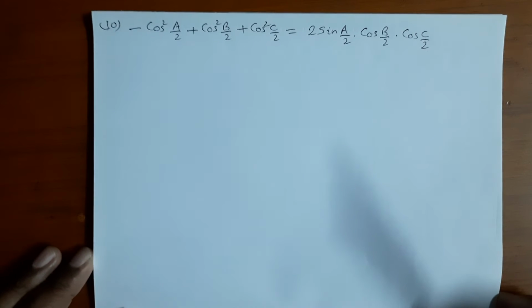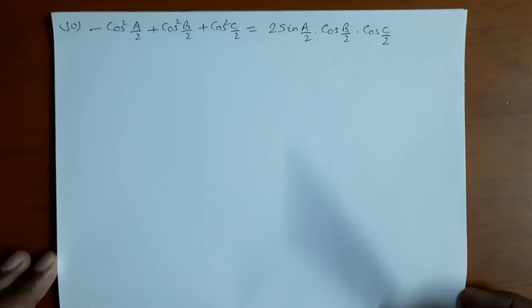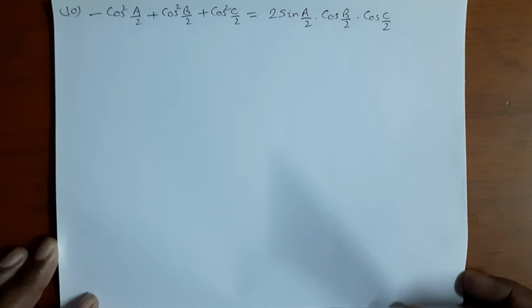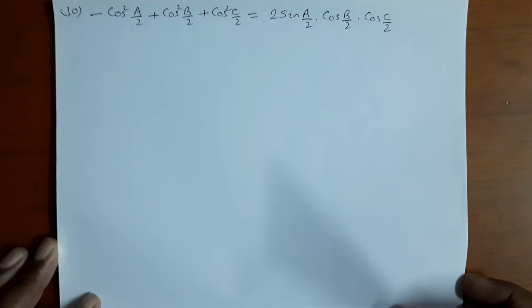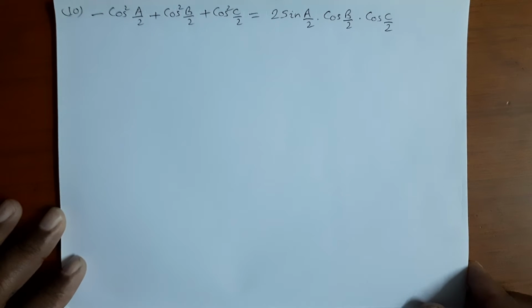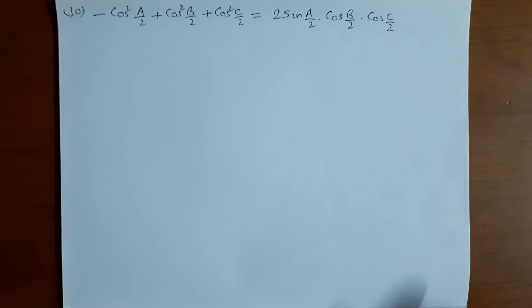Question number 10. This is also a problem of conditional trigonometrical identity, and here also the given condition is the same. I haven't mentioned here that a plus b plus c equals pi radian, or a plus b plus c equals 180 degrees. Okay, let's start this one also. I will start to prove from the left hand side.